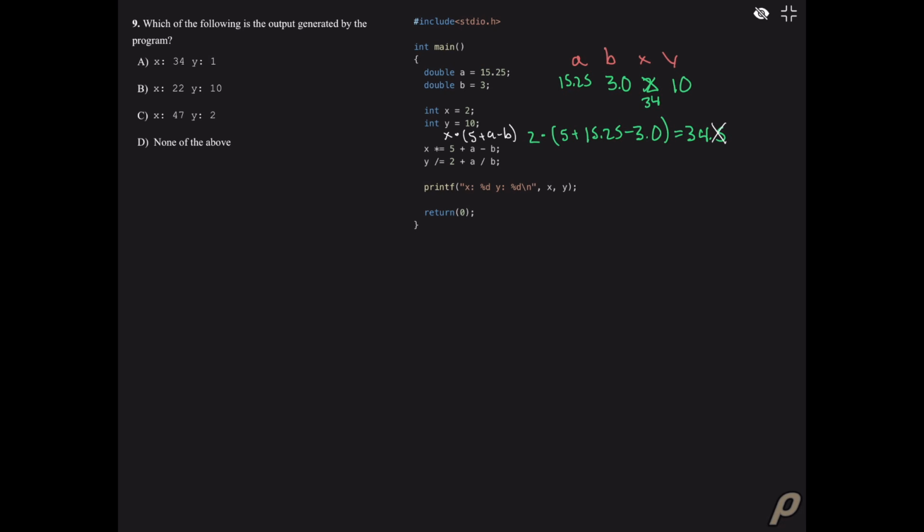Cool. All right, so now we have this y divided by equals 2 plus a divided by b. So let's write that out more for some clarity. This is y divided by, and then all in parentheses, 2 plus a divided by b. Okay, so then if we actually stick some values into that expression, y is 10 divided by 2 plus 15.25 divided by 3.0, and then we have to solve this. We notice that both of these are actually doubles, so we just do standard division there. No integer division is occurring there.